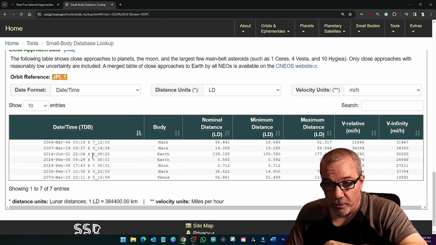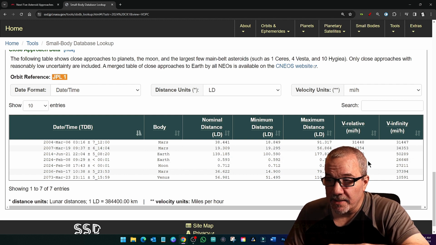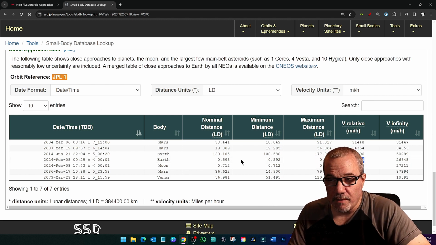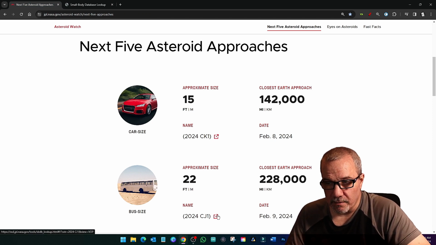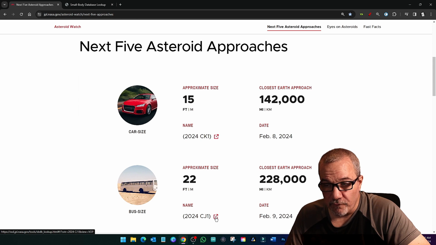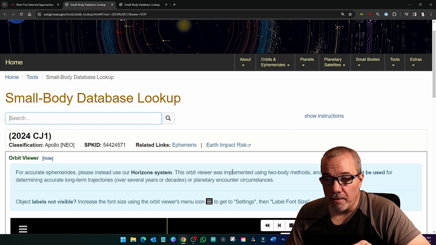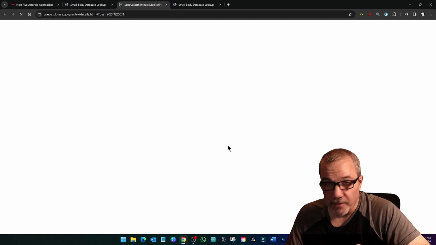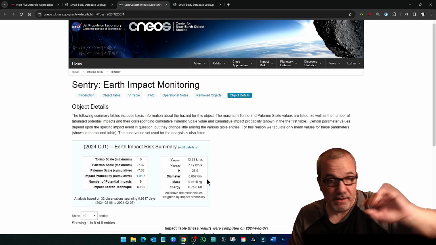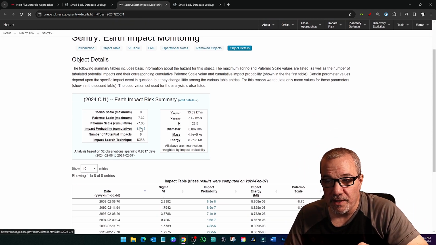we have February 8th, it's passing by, and the velocity is just under 27,000 miles per hour. And that's a 15-foot, let's call it a satellite, right? Now we have 2024 CJ1. This is tomorrow, February 9th. And they also have a link here for Earth impact risk. And they don't put that for all of them. Like this one's going to pass by a little further than the other one, but that didn't have this. This does. So let's see what the odds are.